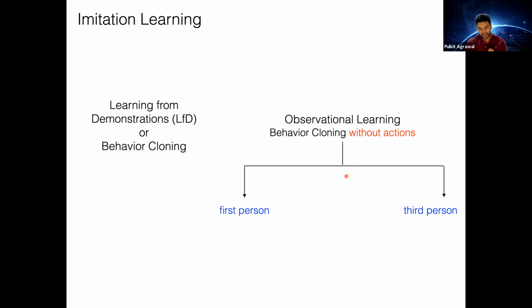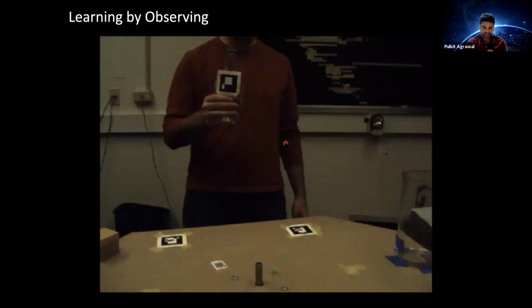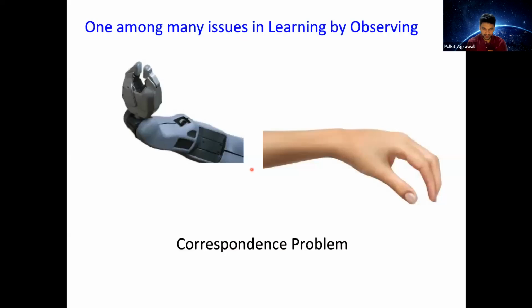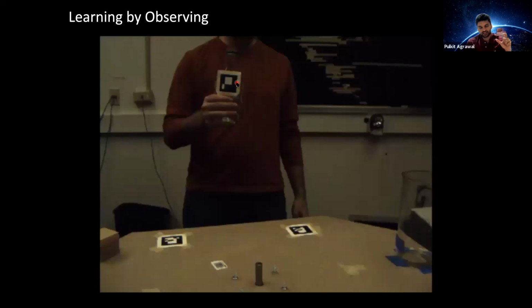Now, what do I mean by first person and third person? For example, consider this video over here. Suppose this person is demonstrating a task. Now I am looking at him, right? So that is one viewpoint. And the other viewpoint is the person himself looking at the task. If I look at my own self performing a task, that is known as the first person viewpoint. Versus if I look at someone else performing a task, it's known as a third person viewpoint.